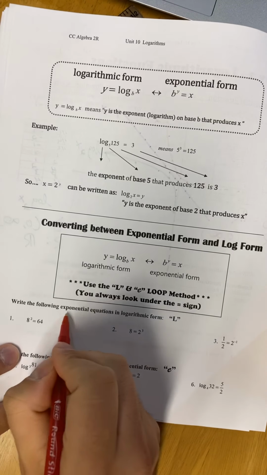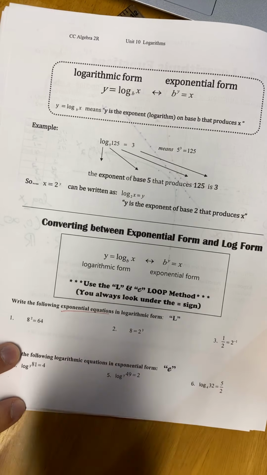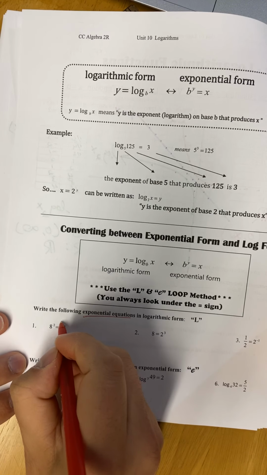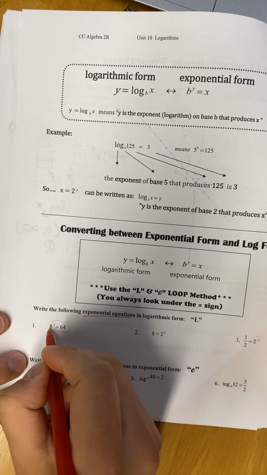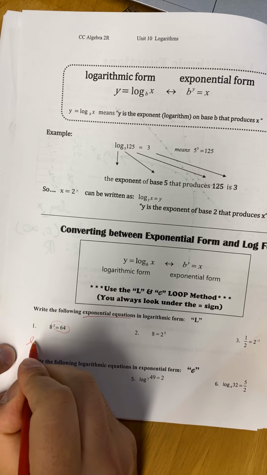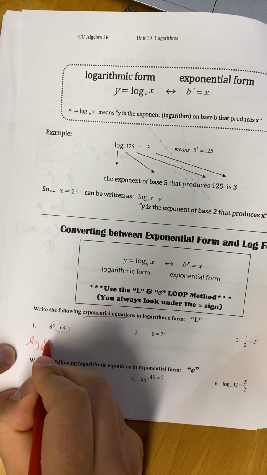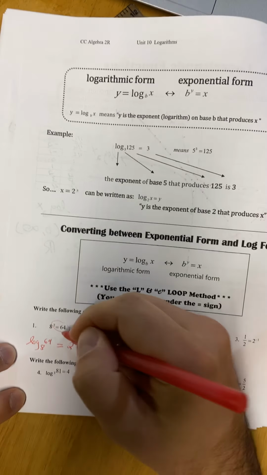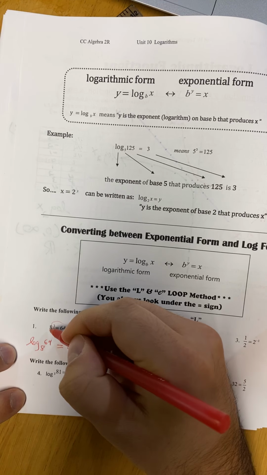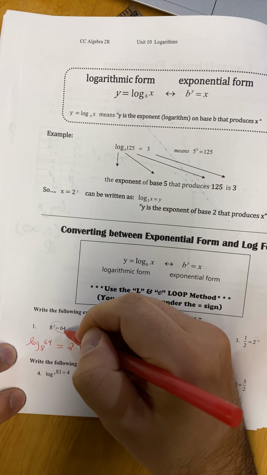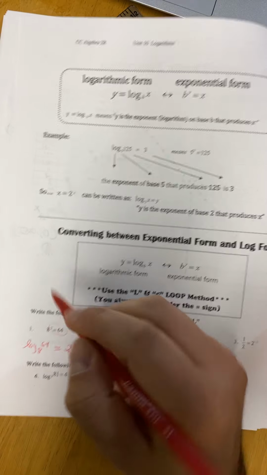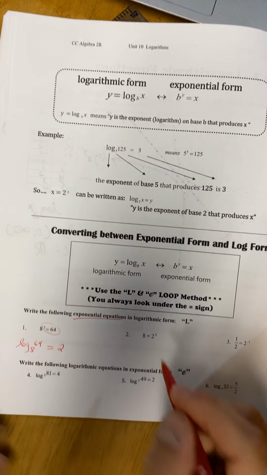So write the following exponential equations into log form. So this is what I do. Circle, keep the 8 there, and just write the word log. So you got to switch it. So the 8 always stays there, but then you put the 64 as the exponent and the 2 is the answer. But you have to write the word log. Anytime you do the switch, you either take away or you write the word log.